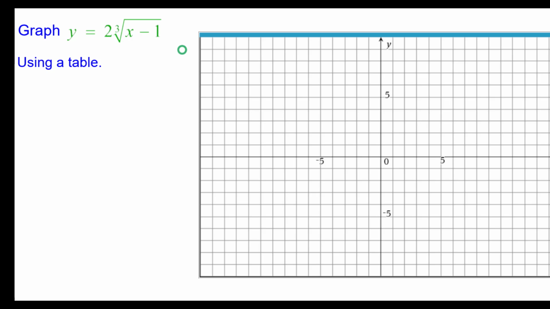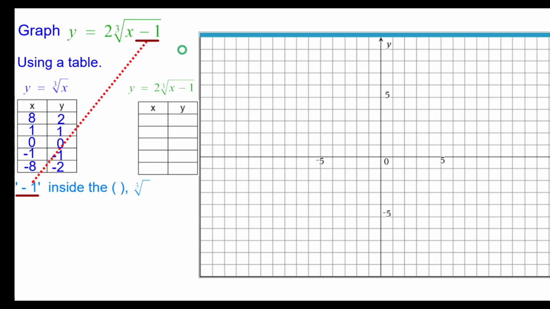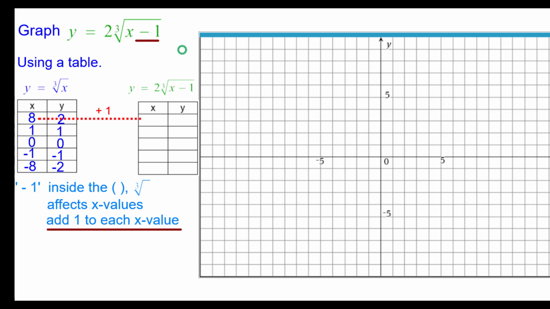Second way, using a table. These are our 5 points that we usually plot for the cube root parent function. The minus 1 inside the parentheses, or inside the cube root function, affects the x values. It shifts them to the right. In order to do that, we have to add 1 to shift the points to the right. So 8 plus 1 would be 9.